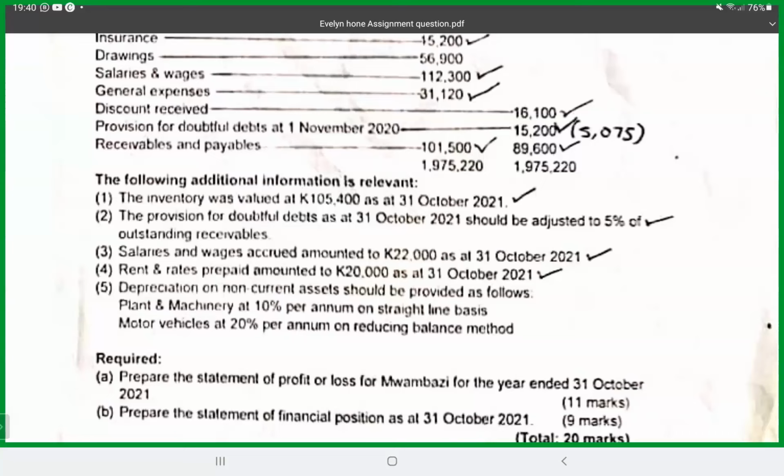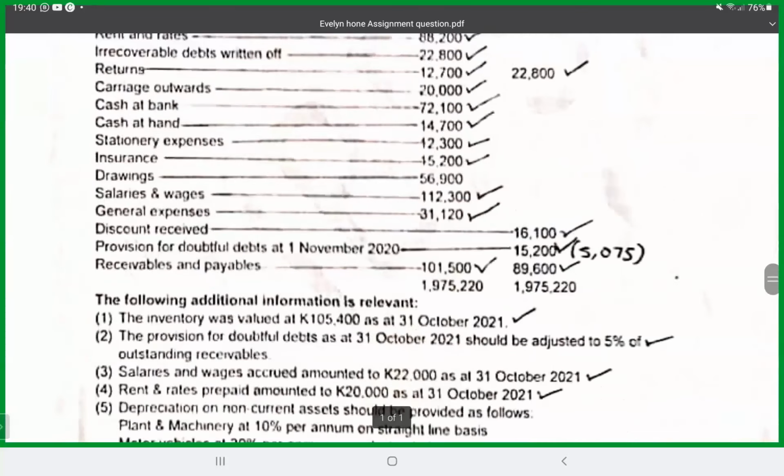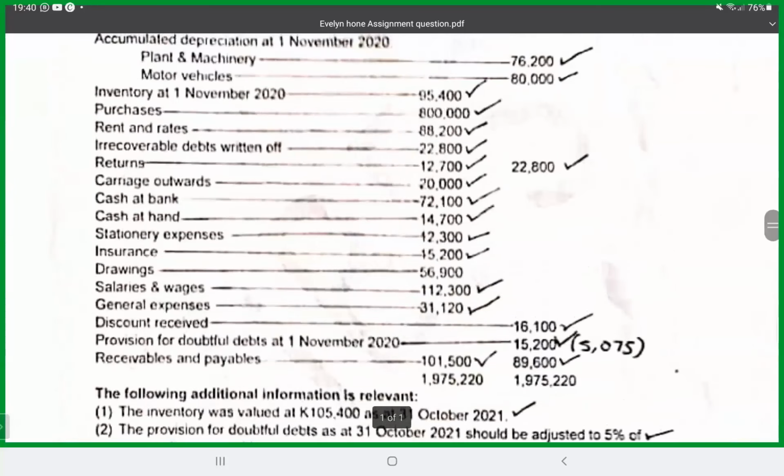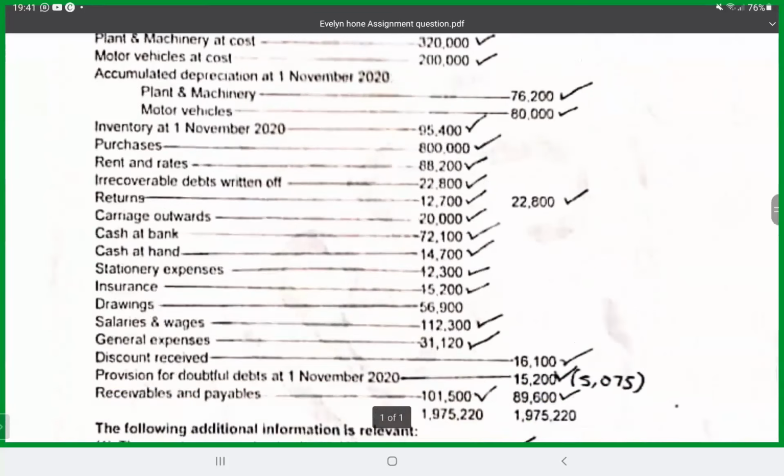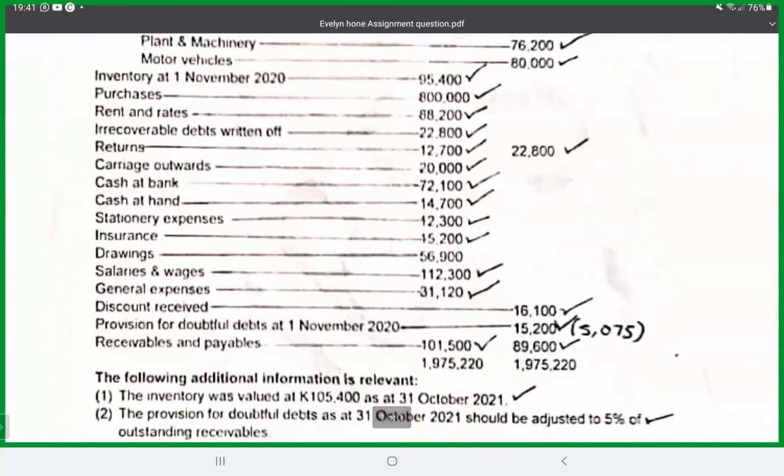So let's do the provision. Let's calculate the provision for doubtful debt. The provision for doubtful debt is supposed to be adjusted by 5% of outstanding receivables. So we need to do 5% of the outstanding receivables. Are you able to see the receivables in the question? They're down there. 101,500. The receivables are 101,500, isn't it?